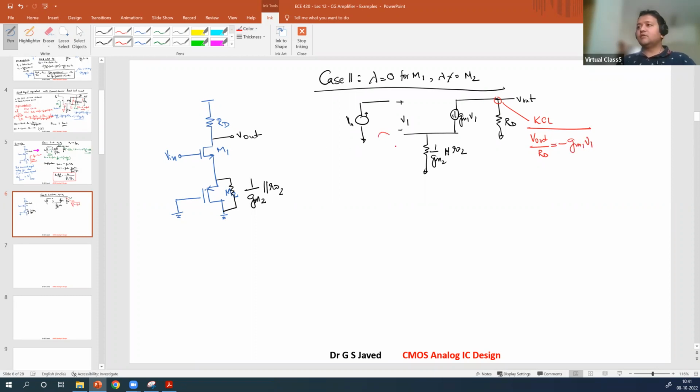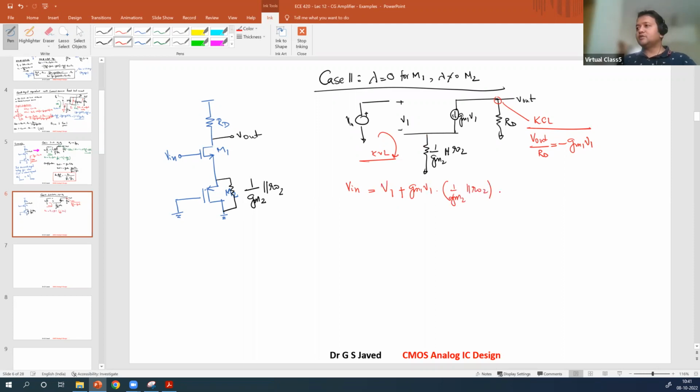Now here apply KVL. So KVL will give you this input supply Vin is equal to this voltage drop V1 plus this voltage drop. This voltage drop is given as I into R. I is gm1 V1, R is 1 over gm2 parallel with RO2.